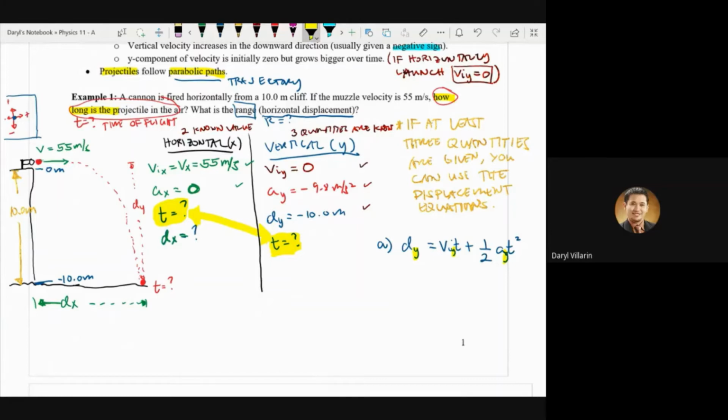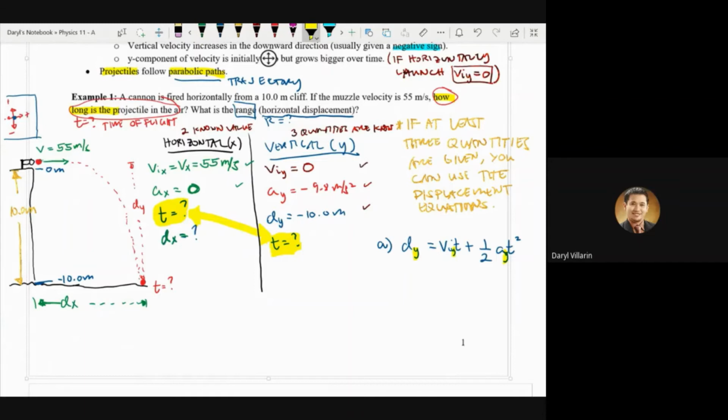I'll be using this to answer the question of time, because I have dy, I have viy, and I have acceleration. The only unknown in this equation is the time, which fits well. Again, you can use an equation if there's only one unknown in that particular equation, so you can solve for that unknown.